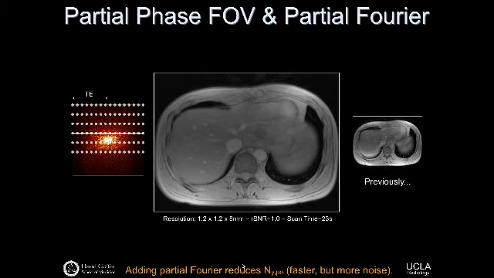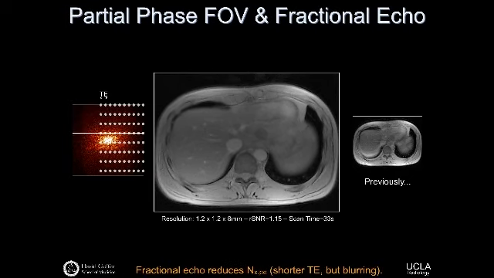So adding partial Fourier reduces the number of lines you have to acquire. That means it's going to be faster, but anytime we're faster, things are going to be a little bit noisier. But you get this interesting trade-off where suddenly people can hold their breath and you've gotten rid of another important artifact. You've gotten rid of breathing artifacts, for example. So here I would say the image quality is getting to be acceptable, even if the scan time's a little on the long side.